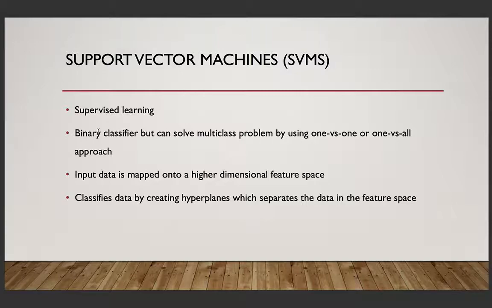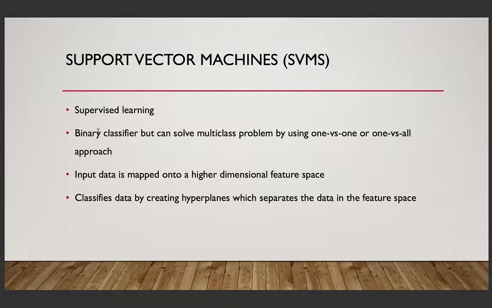Support vector machines. Support vector machines are supervised learning algorithms, and they are binary classifiers, which means that they generally classify elements into either class A or class B, which is two classes. But we can solve the multi-class problem, the one we are facing right now with 26 classes, by using two different approaches known as one versus one and one versus all. For our project, we have chosen the one versus one approach.